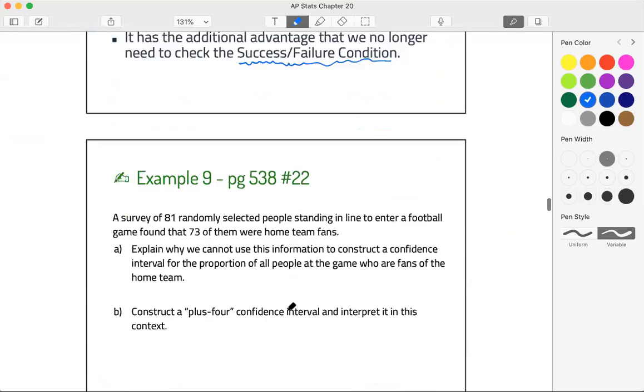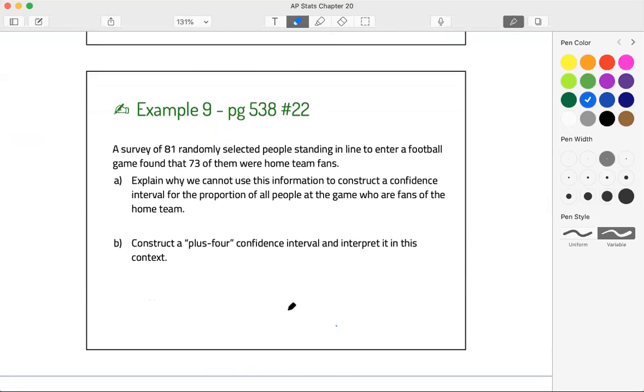Okay, so let's try example 9. A survey of 81 randomly selected people standing in line to enter a football game found that 73 of them were home team fans. A, explain why we cannot use this information to construct a confidence interval for the proportion of all people at the game who were fans of the home team. And B, construct a +4 confidence interval and interpret it in context.